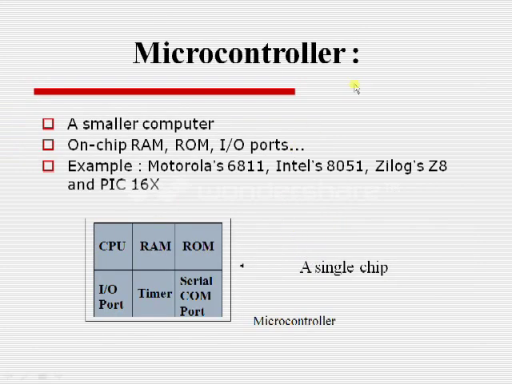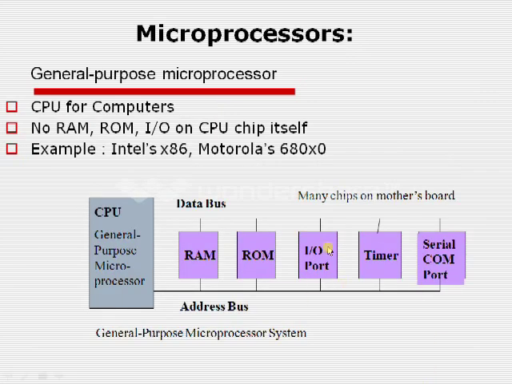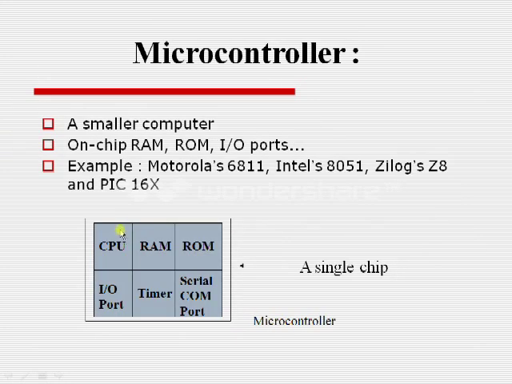Now let us see what is a microcontroller. It is a small computer on a chip: RAM, ROM, input output ports. This microcontroller is also called an application specific device, and it is also called system on chip. In order to make a computer from a processor, we have to add all these peripherals, but here all these peripherals as well as the processor are embedded on a single chip. So that is why it is called a system on a single chip, and this is mainly used for a specific application. So that is why it is called an application specific device.